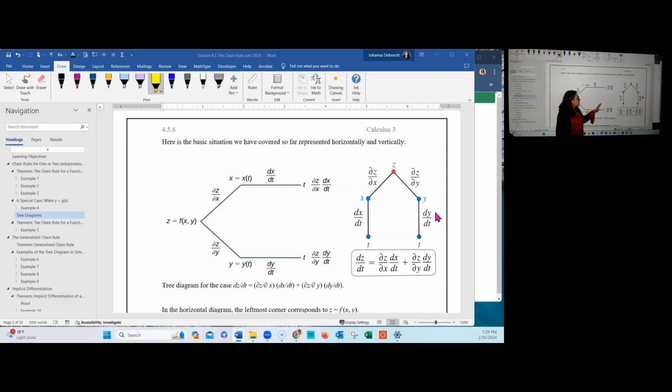You can do the same thing by drawing it vertically instead. Again, we start with the outside function z, which is a function of 2 variables, x and y, the labels for those nodes. X and y are functions of only one variable, t, which is the label for the final node or the final leaf at the end of all those branches.